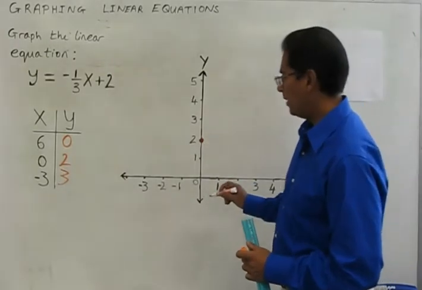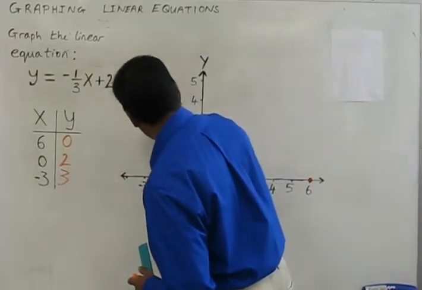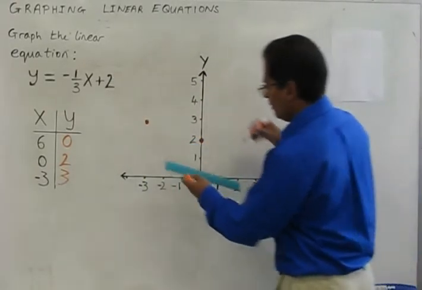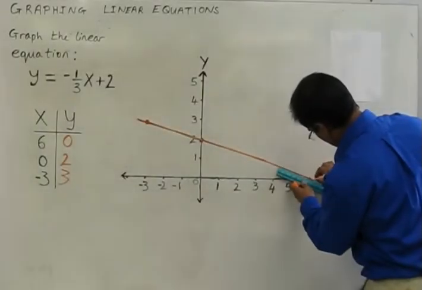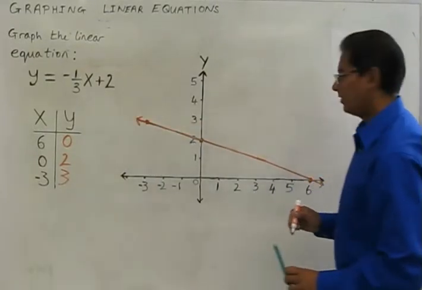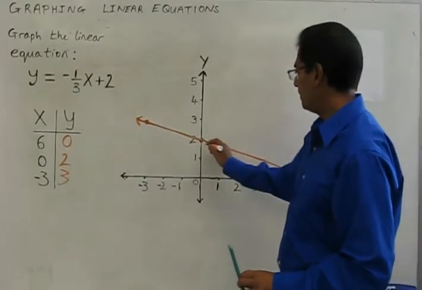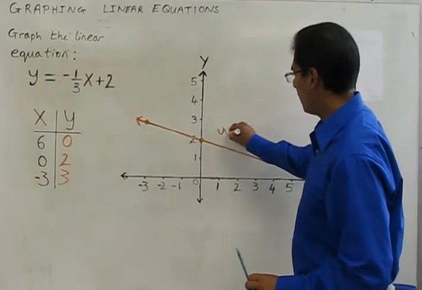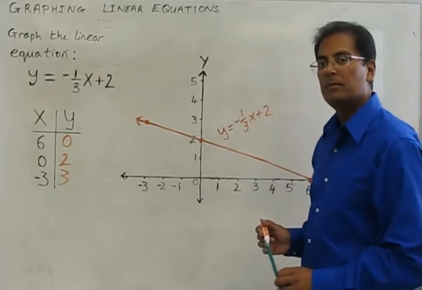And one more point we're going to plot, the point negative 3, 3. Negative 3, 3 is about here. And so we join up all these points using a straight edge because we're graphing a line. And so there's a sketch of our line with 3 points on it. The points 6, 0, 0, 2, and negative 3, 3. This is the graph of the equation y equals negative 1/3 x plus 2.